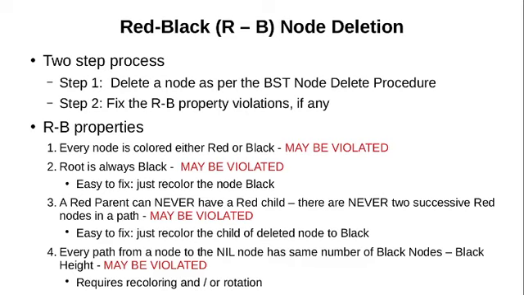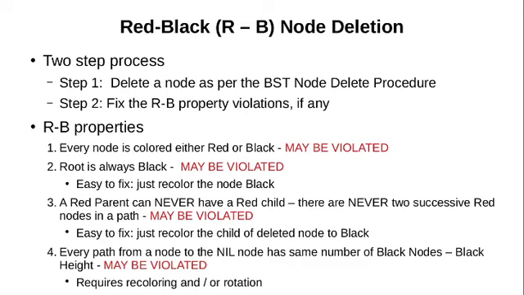Let's revisit the red-black tree properties in the context of node deletion. The first property is every node is colored either red or black. This property may be violated as we mark some node with dual color, that is either double black or red-black, during the node deletion procedure. The second property is root is always black. This property gets violated when we recolor the root either red or with dual color while trying to fix the red-black properties in the subtree after the node deletion. However, this is easy to fix. We just color the root node black.